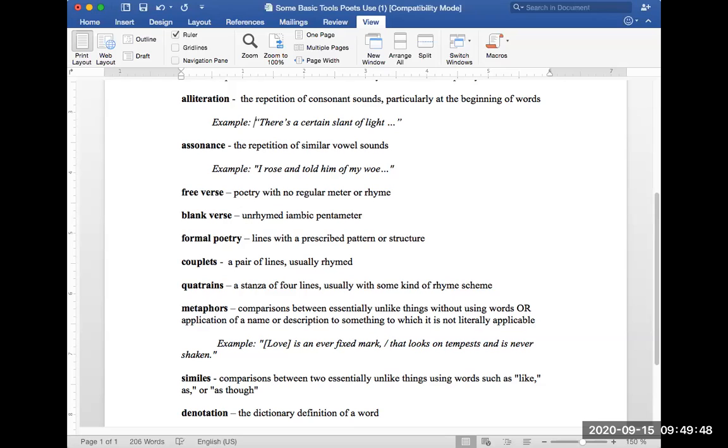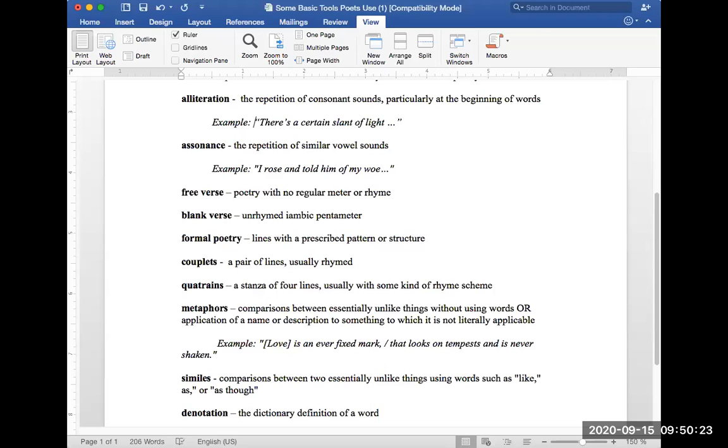Free verse is just poetry with no regular rhyme or meter. So Oranges is a great example of that. Blank verse is unrhymed iambic pentameter. We'll talk about that a little later in this semester. Formal poetry, I did a whole video for you guys on what formal poetry is, what makes a poem formal. But one way to think about it is poetry with a prescribed pattern or structure.